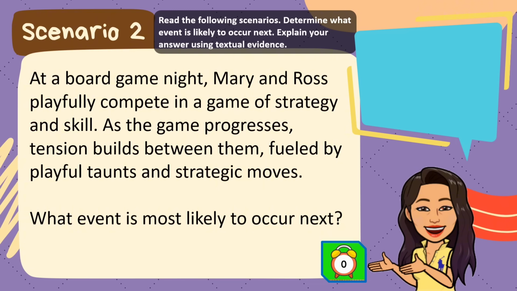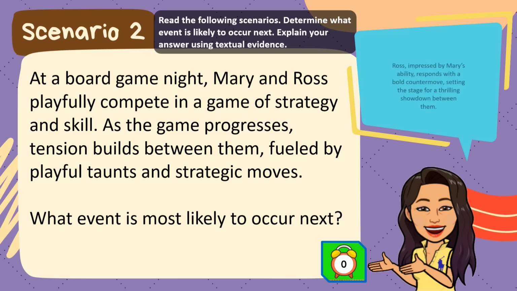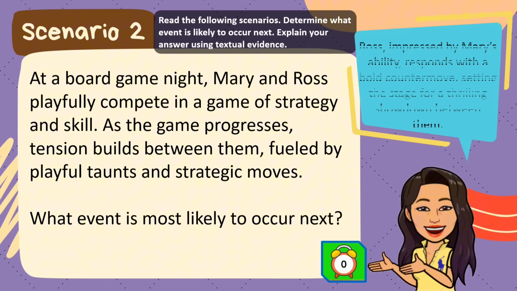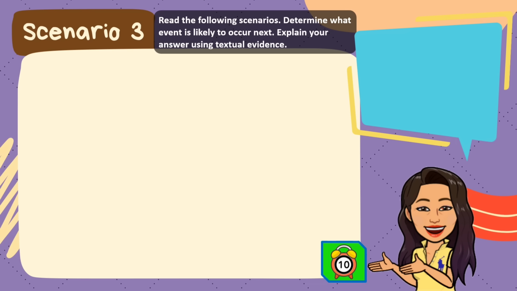With this situation, you might say that Mary, determined to win, devises a risky but clever strategy to outmaneuver Ross and secure victory. You could also say Ross, impressed by Mary's ability, responds with a bold counter move, setting the stage for a thrilling showdown between them.